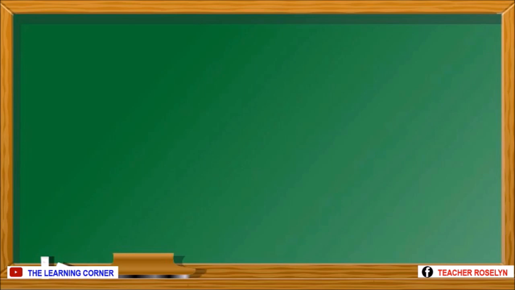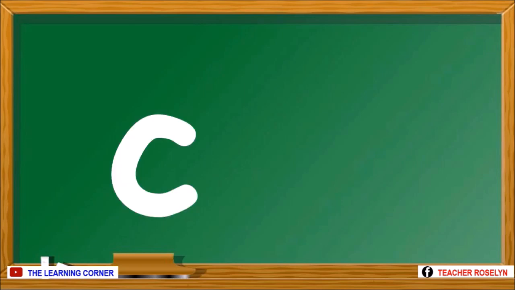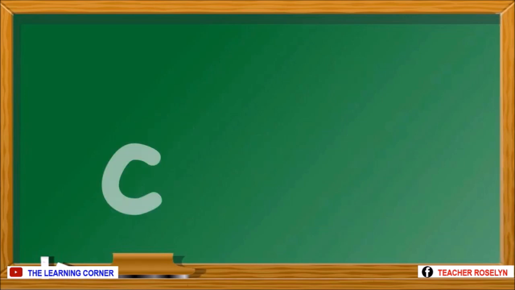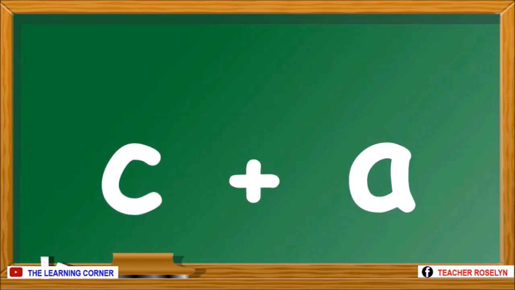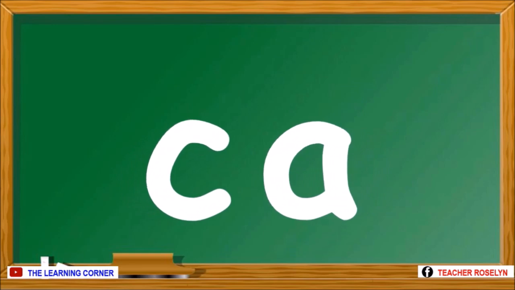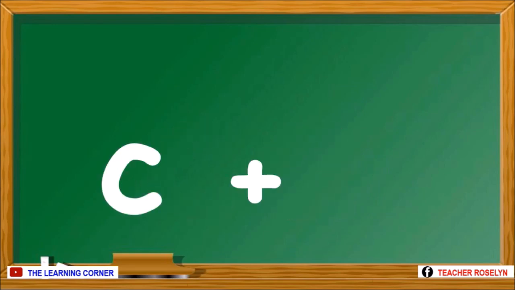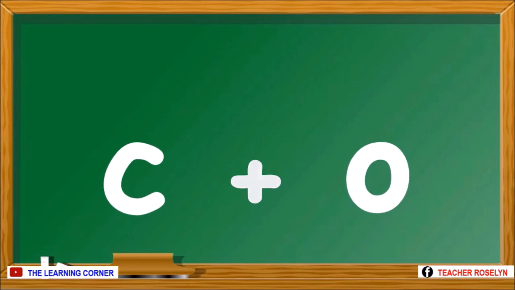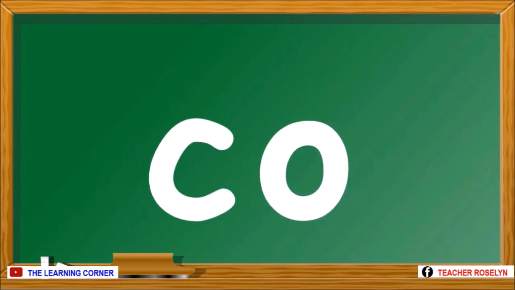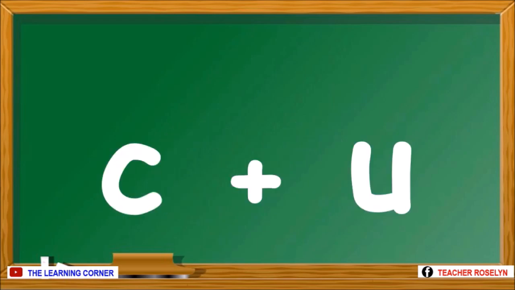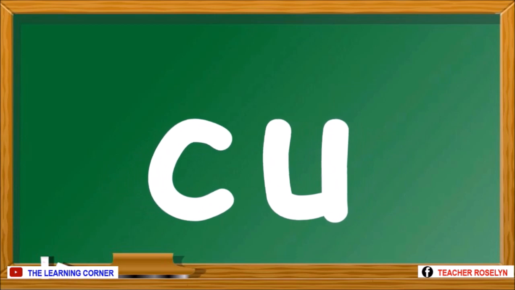Now, let us combine the sound of letter C to the vowels A, O, and U. Repeat after me. K, A, Ka. K, O, Ko. K, A, Ka.